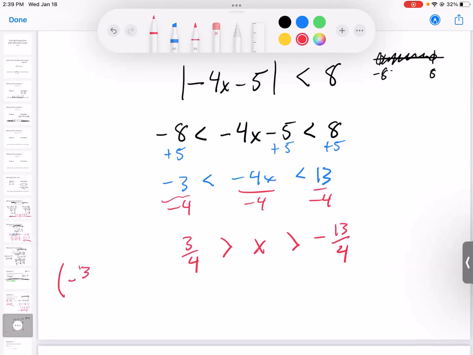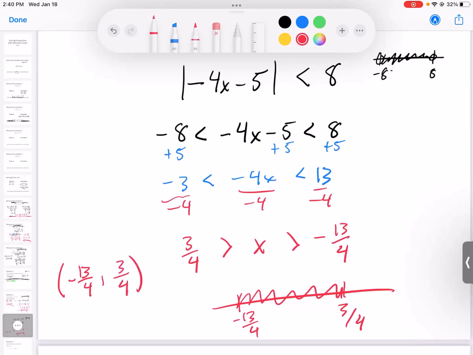Yep, because that's the lower bound. If you were to draw a picture of this, x has to be in between -13/4 and 3/4. But -13/4 is the lower number. Even though with the way you solved it, it ended up on the right-hand side, it's still the lower number. So just switch those in your interval notation. Any other questions on that one or other ones?